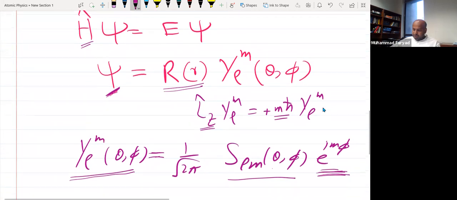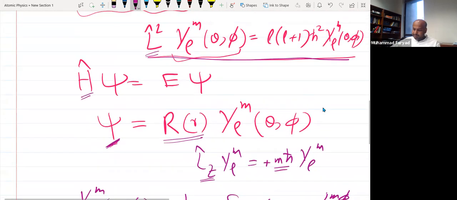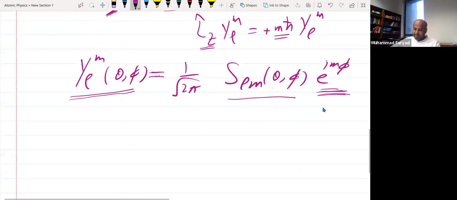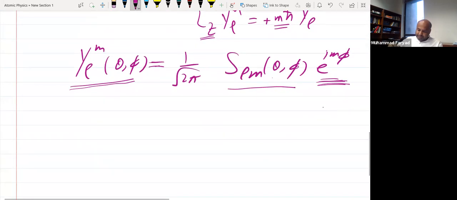Okay, so before I actually solve the hydrogen-like atom, let me briefly discuss the rigid rotor.